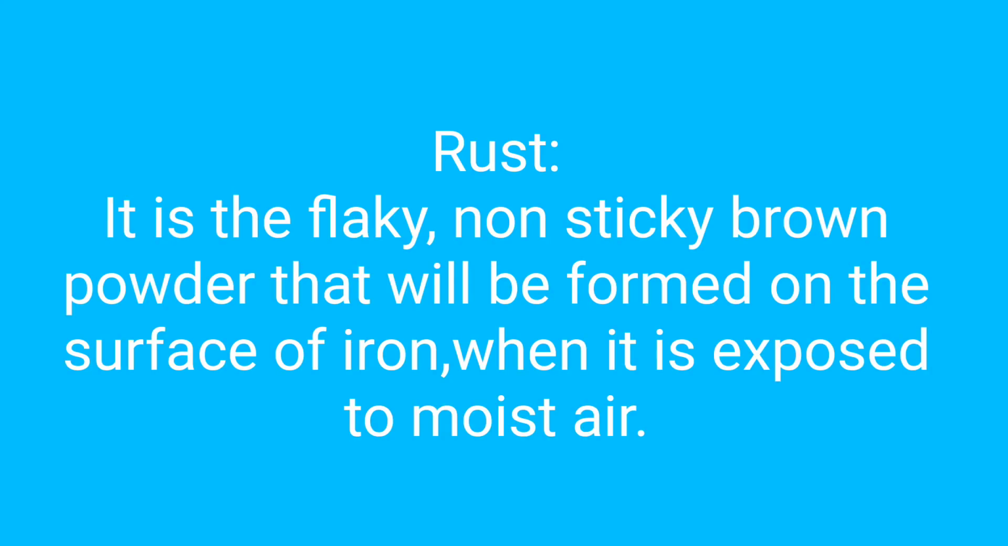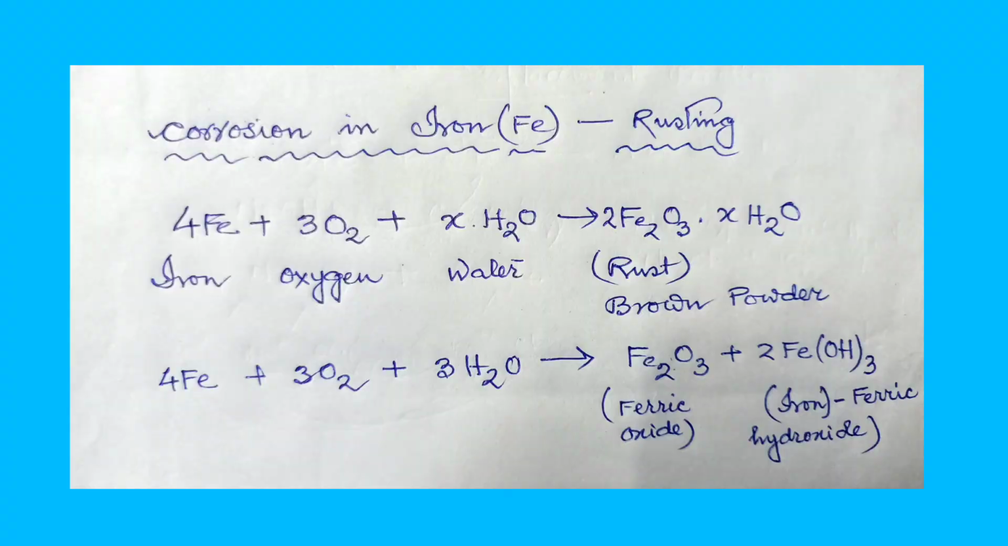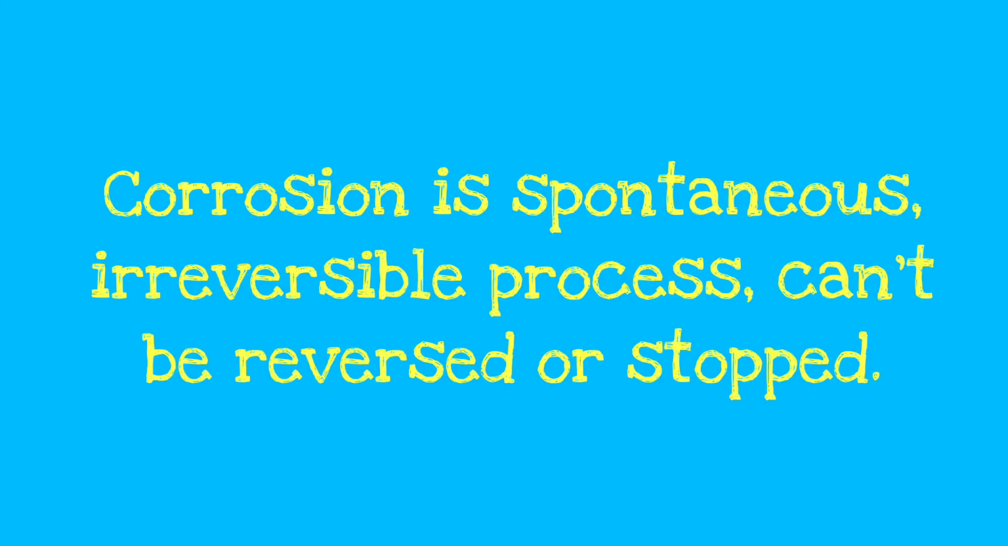Rust is the flaky, non-sticky brown powder that will be formed on the surface of iron when iron is exposed to moisture. When iron articles are kept in open air, after a few days a non-sticky brown powder is formed on the surface. Those powdery substances are rust. Corrosion is a spontaneous, irreversible process and cannot be reversed or stopped.